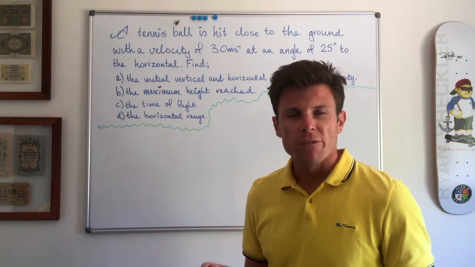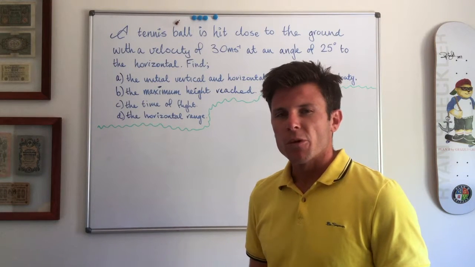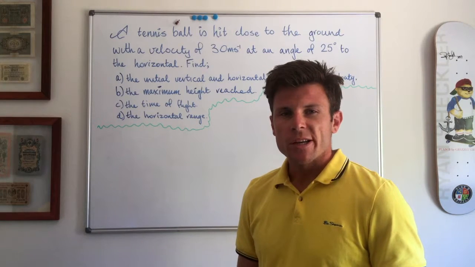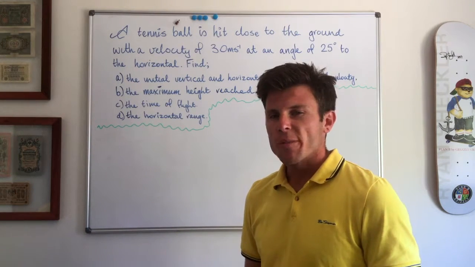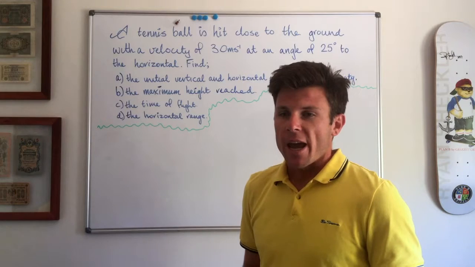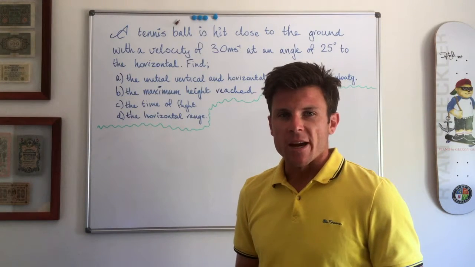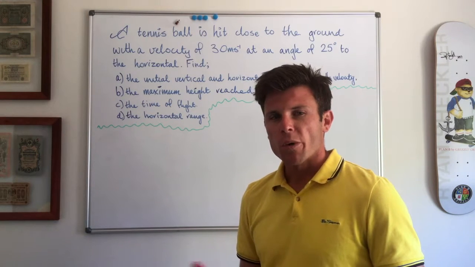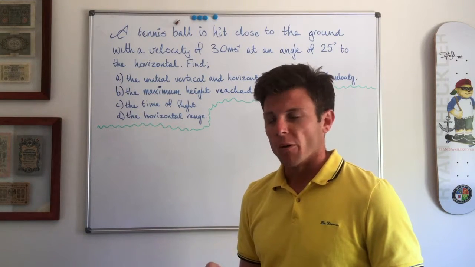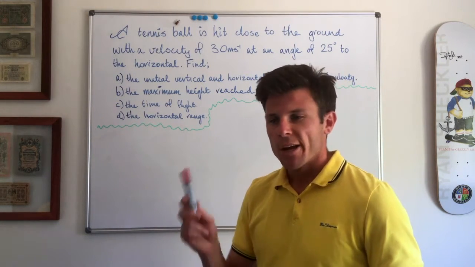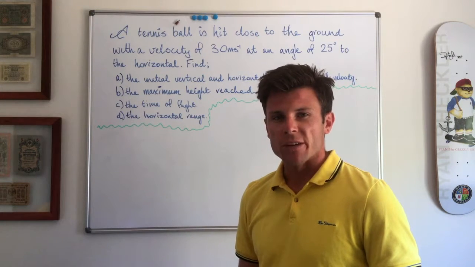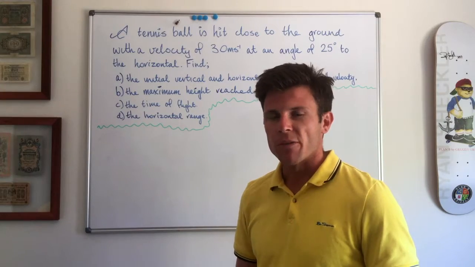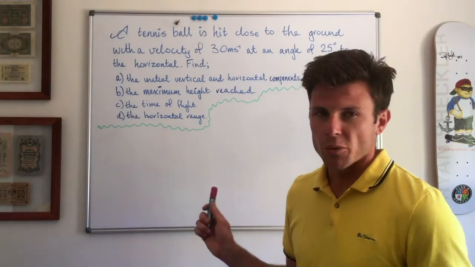To start with, when finding the initial vertical and horizontal components of the ball's velocity, we're going to need to understand that in two dimensions, like this question is, any vector can be made up of two component vectors. So we're going to draw a vector triangle that relates the horizontal and the vertical vectors to the initial 30 meters per second, 25 degrees to the horizontal ball trajectory.